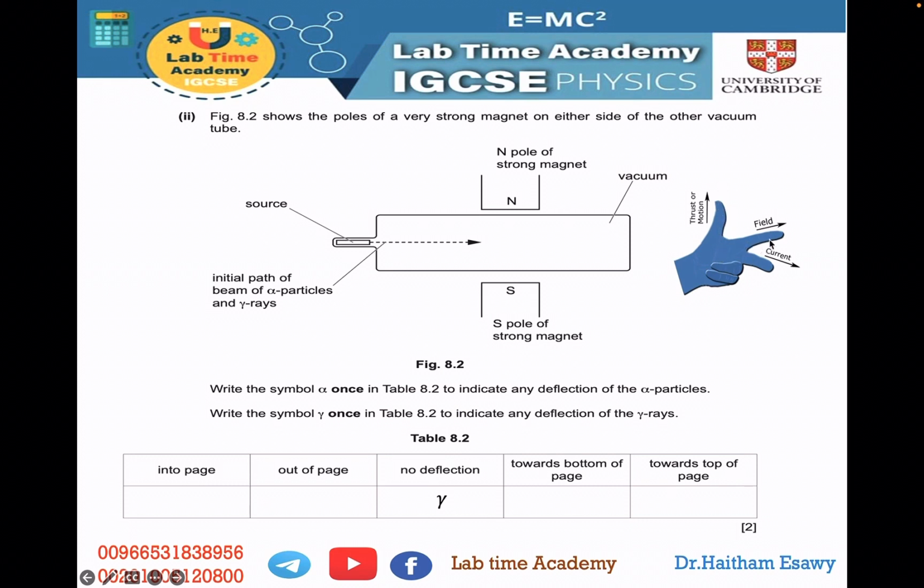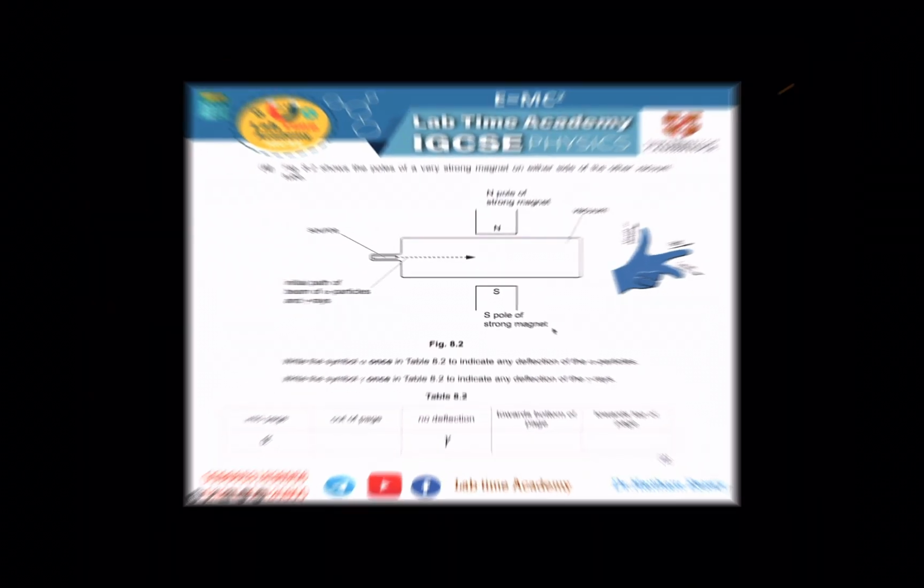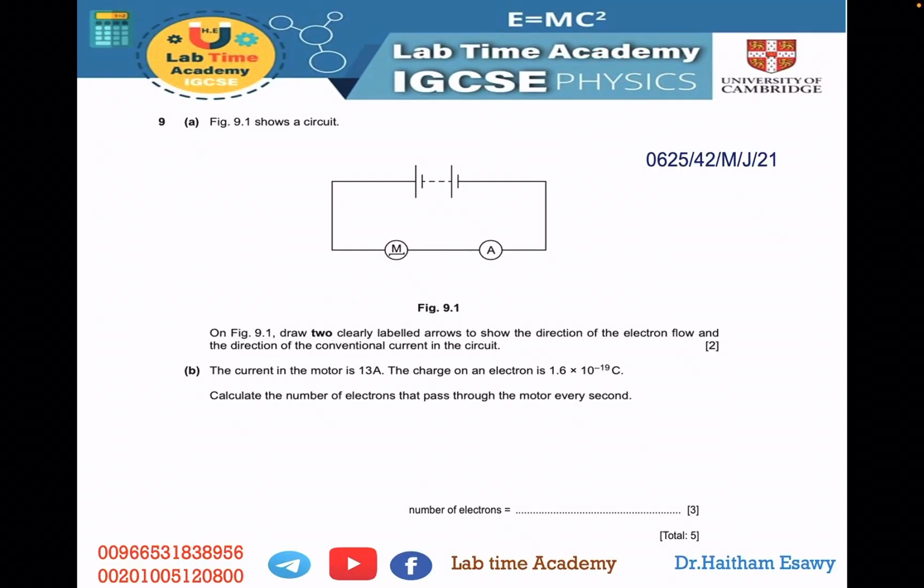So here, the direction of the magnetic field, as we said, is from the N to the S pole, and the direction of the current is the direction of the motion of the alpha particles, meaning to the right. So your thumb will point in the direction of the force, so it will be into the page. Next question on the same paper.